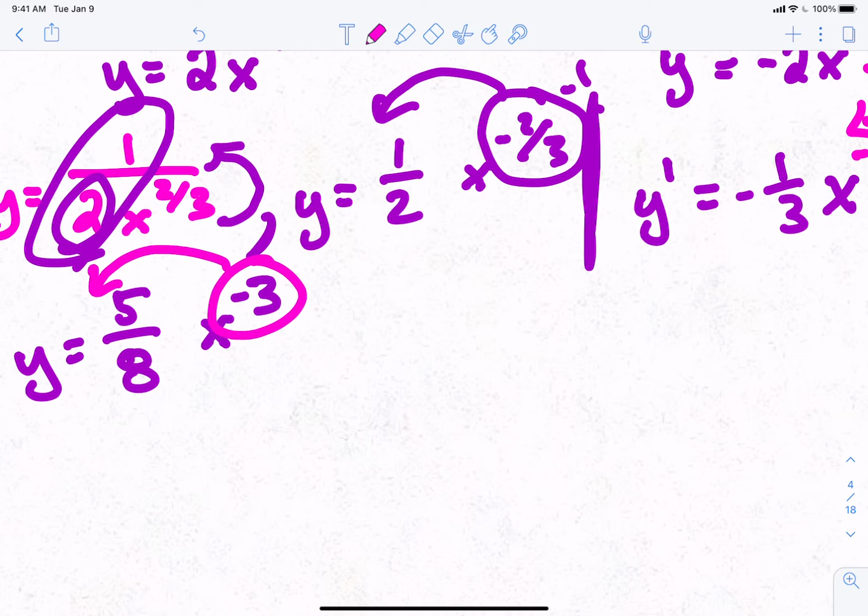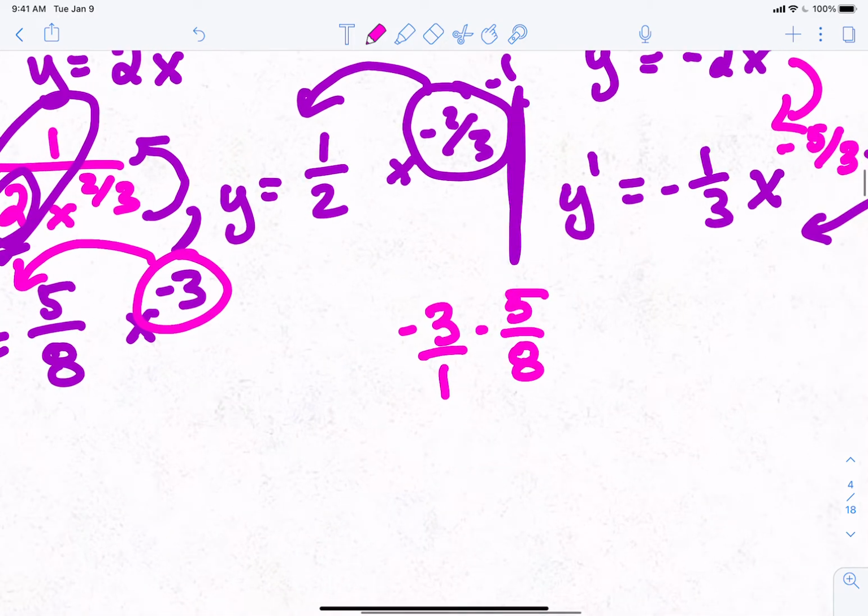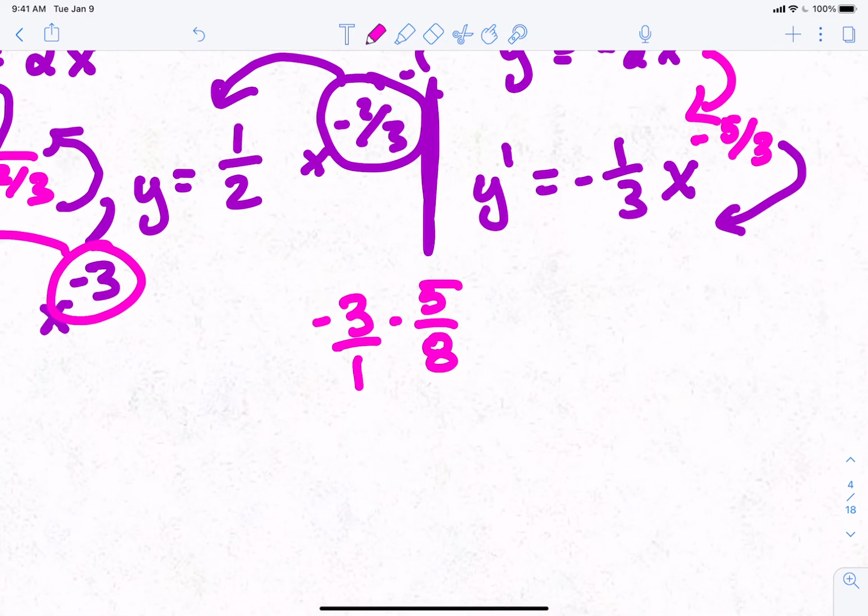All right. 3 comes down in front. I'm gonna do -3 times 5 over 8 is what we're looking at here. Okay? Now, the -3 is over 1. Is this still rewriting? No, this is finding the derivative now. Okay.